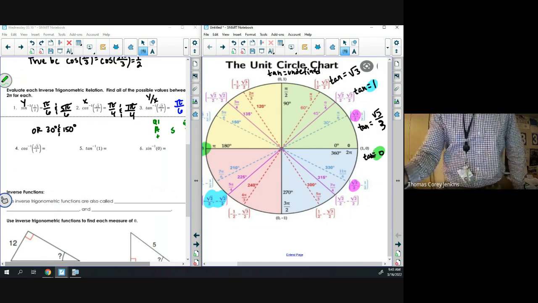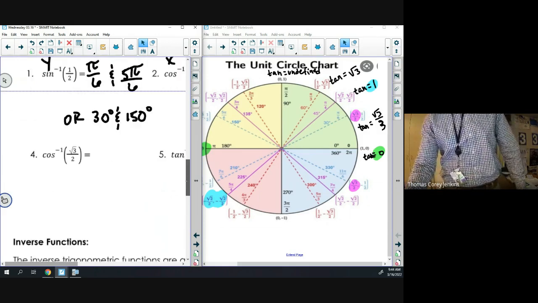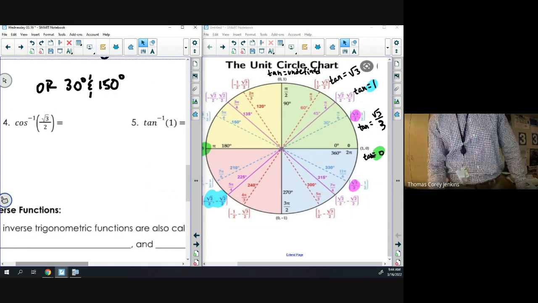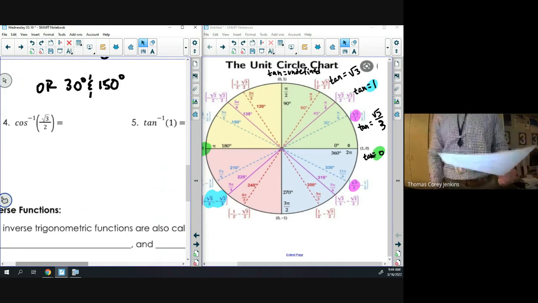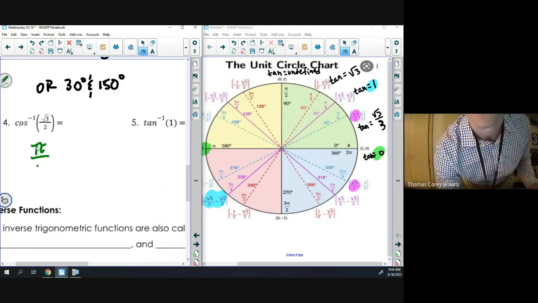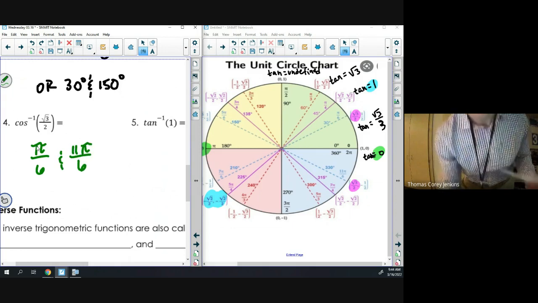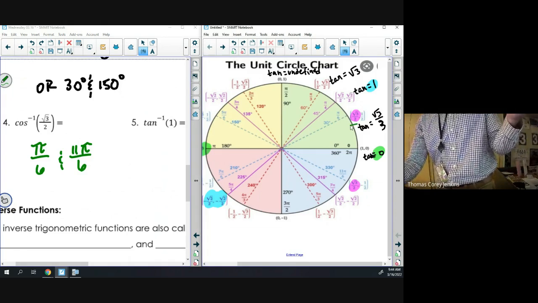All right. So if you're not quite going that quick yet, that's okay. Hopefully you'll kind of get there. But so number 4, arc cosine of square root of 3 over 2. You could have had for that 30 and 330, or if you're going radians, pi over 6 and 11 pi over 6. Okay, so for cosine, again, I am looking at x, right? So where are my x values? And it would be here and here.